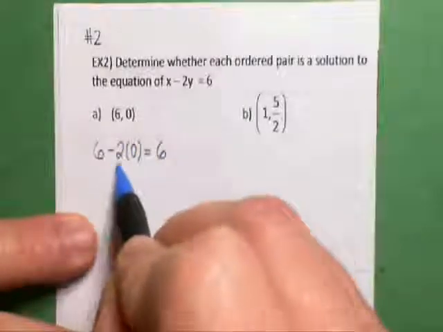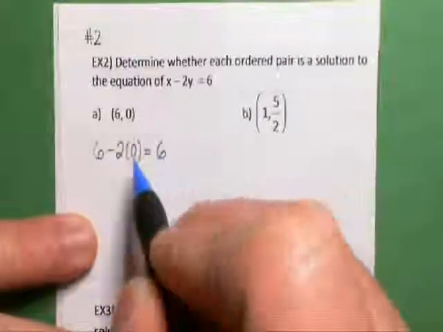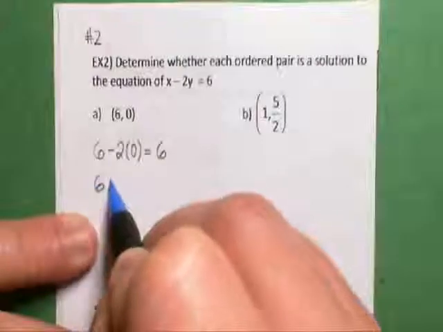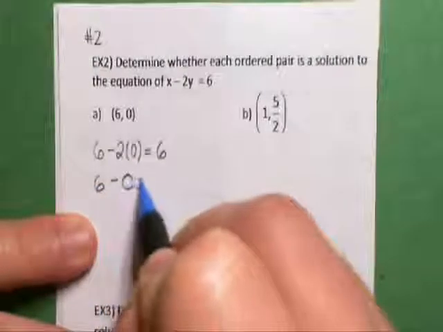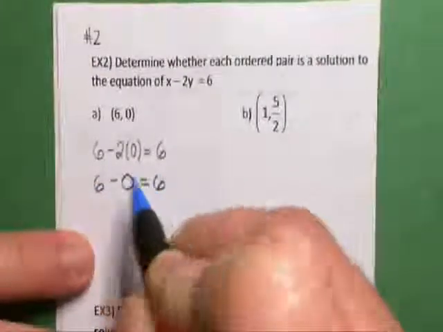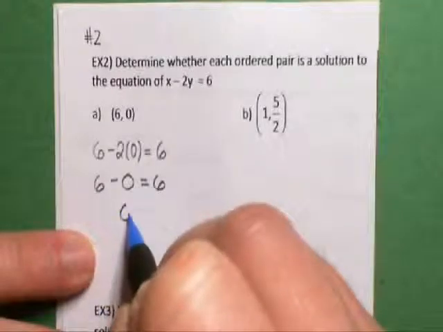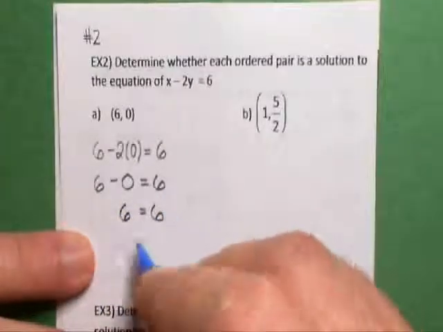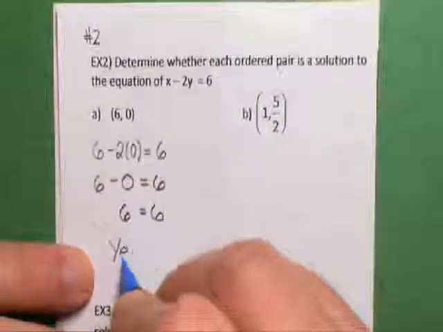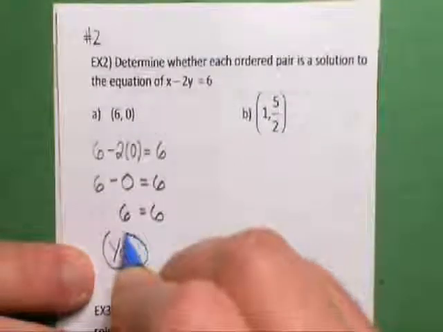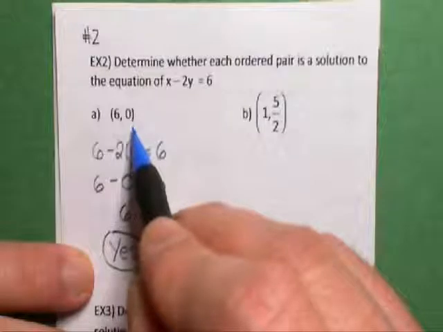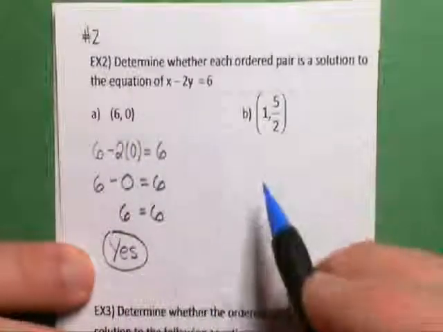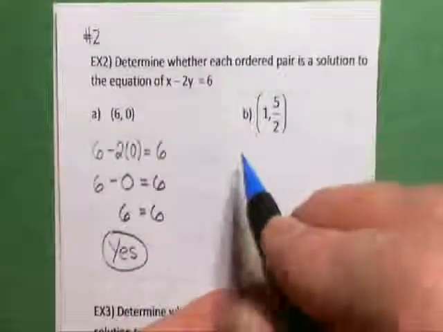So let's determine if this side is going to be actually equal 6. So this would be 6, 2 times 0 is 0, equals 6. 6 minus 0 is 6, equals 6. And this is true. So that means the answer is yes. This point, (6, 0), is on the line. Let's continue on and do letter B.